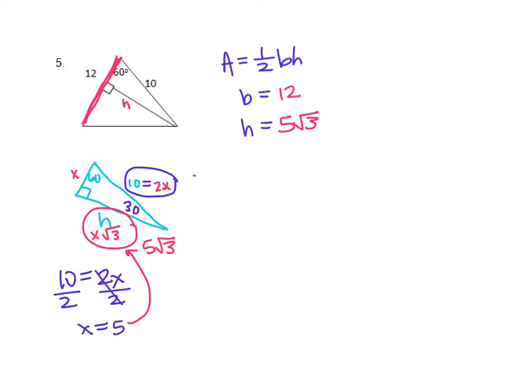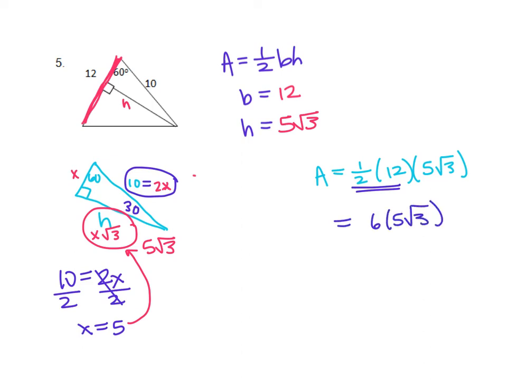All right, so finding the area, it's 1/2 times the base, which is 12, and our height is 5 square root of 3. Now when we multiply this, let's multiply the 1/2 times the 12 first. That's going to give us 6 times 5 square root of 3. Remember, this is a square root of 3 and it can only be multiplied with another square root, so we can multiply the 6 and the 5 because they're both outside of the square root. 6 times 5 is 30. And then that square root of 3 stays.